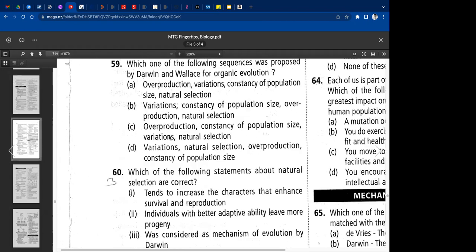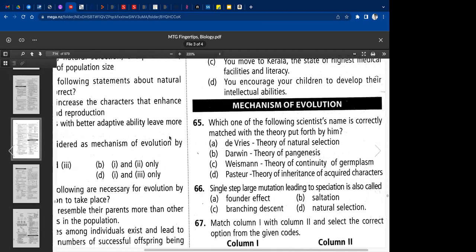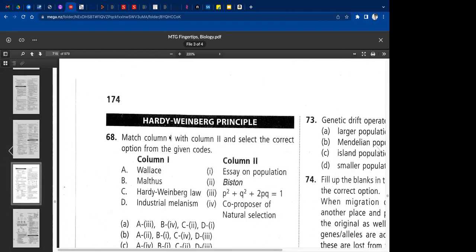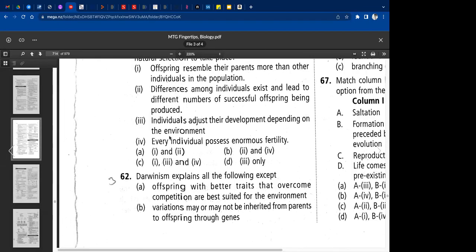Now let's go to a little more confusing mechanism-based questions, mechanism of evolution based questions. And I want you, welcome to Hardy-Weinberg.